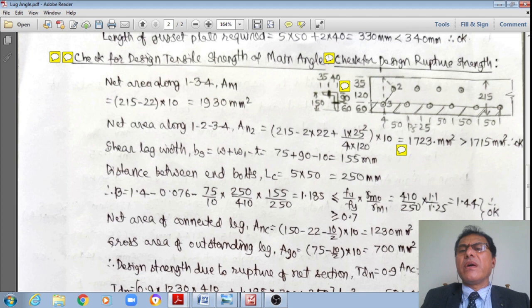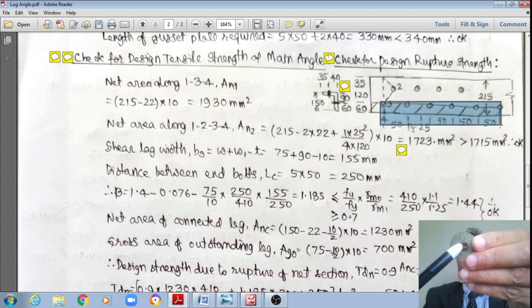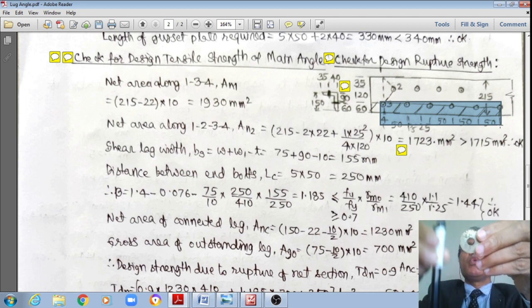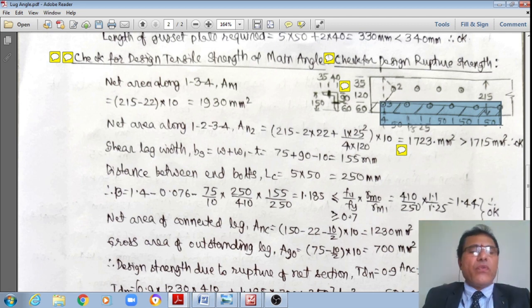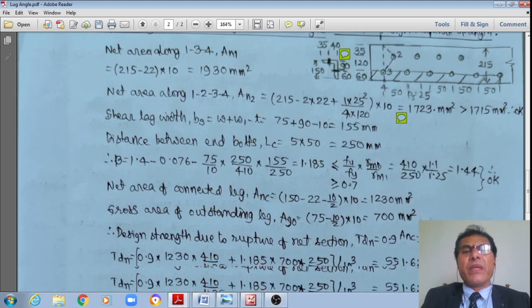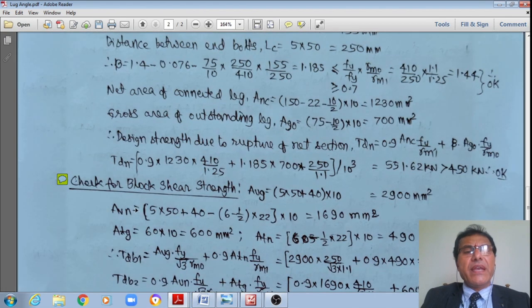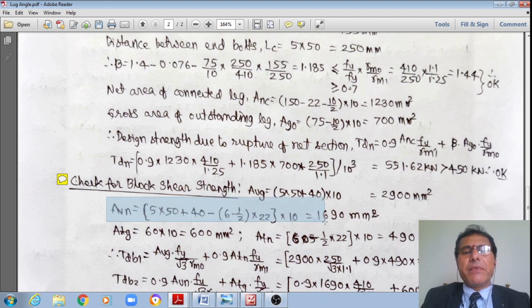Out of this, now you please see that, right? Whereas if it is failing in shear criteria, you please see that here 1, 2, 3, 4, 5 number of bolts will totally participate, whereas this sixth bolt will only participate by 50%, because the rest of the 50% will go along this 2-3 line, right? Therefore 5.5 bolts will be participating. Hence the AVN is nothing but that same 5 multiplied by 50 plus 40 minus 5.5 multiplied by 22 is the net width multiplied by thickness 10 mm. That works out 6090 mm square, right?